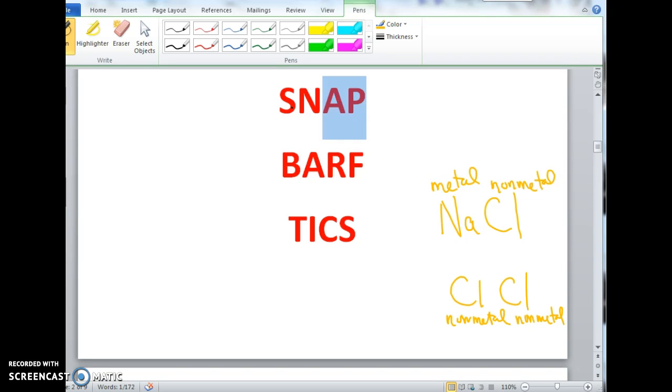Also, TICS. I have Mr. Russo to thank for this one, certainly. Transferring electrons happens in an ionic bond. Ionic bonds, of course, are between metals and nonmetals, so once you recognize it's ionic, this will help you remember that you're transferring electrons. If you're dealing with a covalent bond, which is nonmetal-nonmetal, then this is going to remind you that they are, of course, shared.